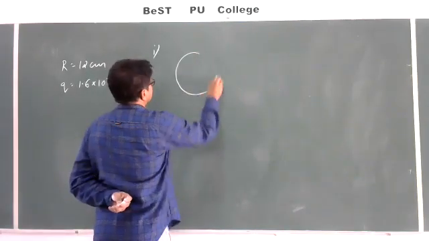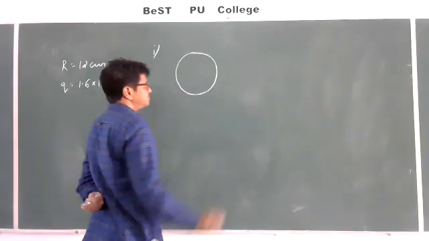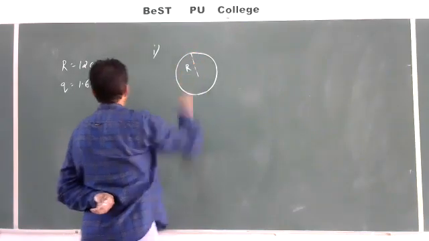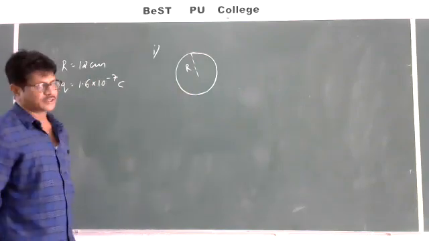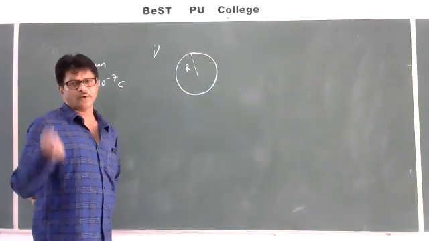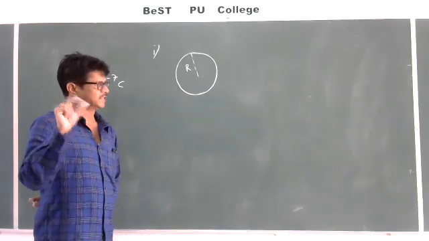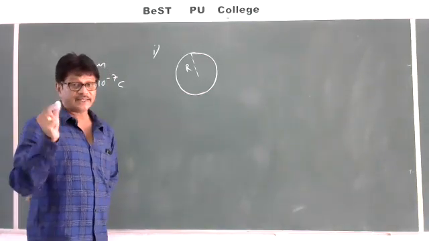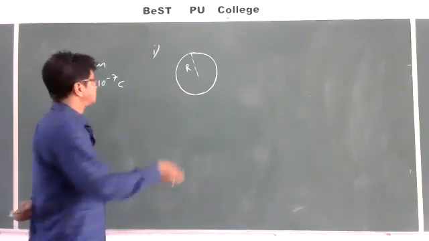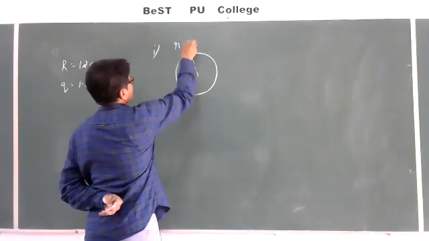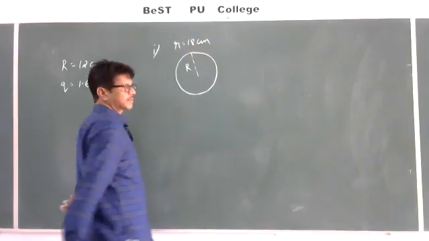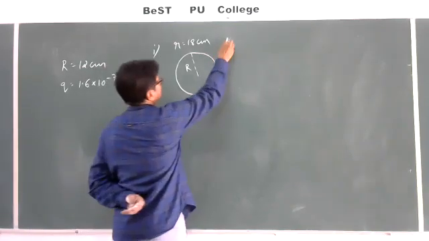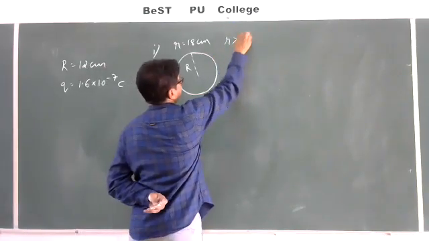Now, this is a sphere of radius r, where r is equal to 12 centimeter. Now I want to find out the electric intensity and electric field at a distance of 18 centimeter from the center. Under a small r value 18 centimeter. From here we come to know that small r is greater than capital R.